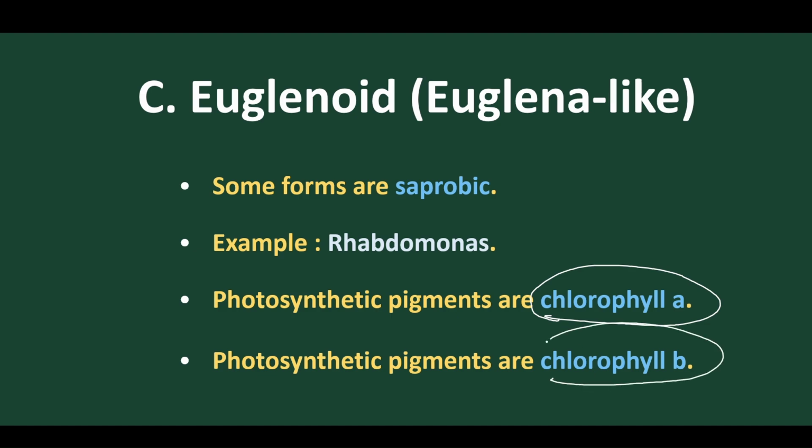Photosynthetically, due to the presence of chlorophyll A, they prepare their own food. They also contain chlorophyll B. These two chlorophylls behave as plant nature. Higher plants contain chlorophyll A and chlorophyll B to prepare their own food. Same thing, Euglena contains chlorophyll A and chlorophyll B to prepare its own food.